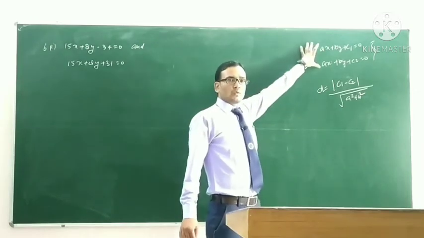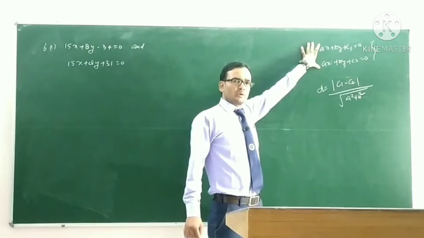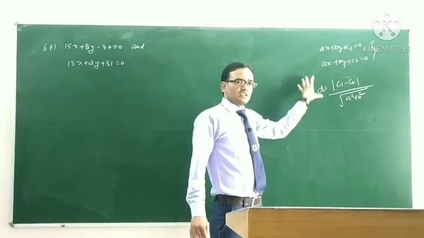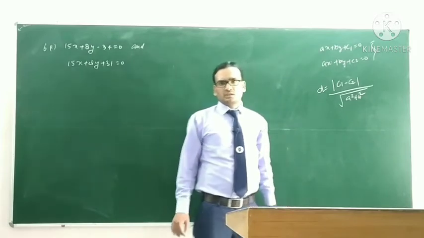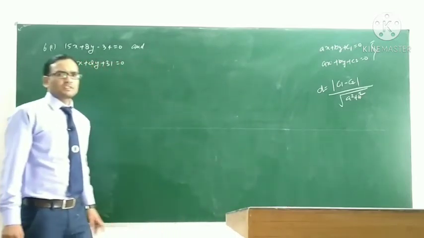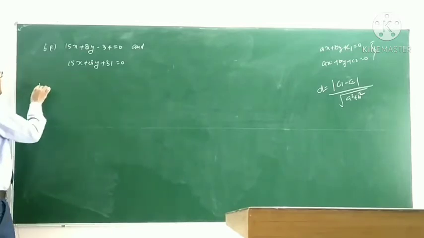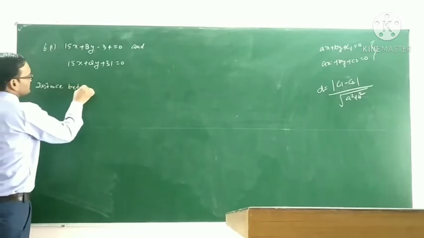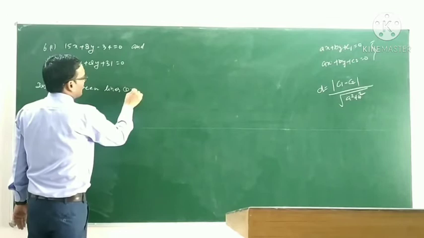Here two lines are parallel, ax plus by plus c1 equal to 0, ax plus by plus c2 equal to 0. Then the distance between two parallel lines is d equal to mod of c1 minus c2 upon square root a square plus b square. Using this formula we find the distance between lines 1 and 2.